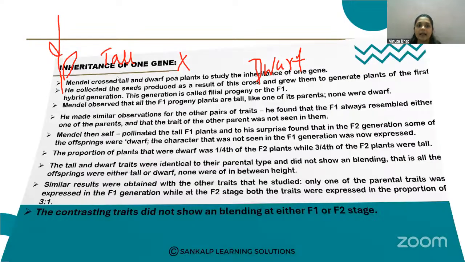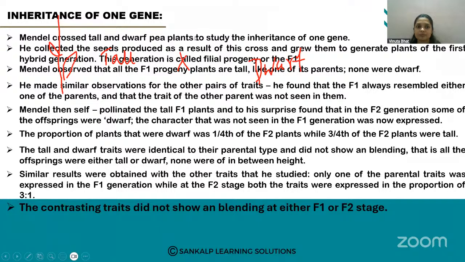He collected the seeds produced as a result of this cross and grew them and generated the plants of the first hybrid generation, and this is called the filial one progeny or F1 generation. When Mendel crossed the tall pea plant and the dwarf pea plant, crossed means they are cross pollinated and produce seeds, and those seeds are grown. When those seeds are grown again, the plants that are produced, that is called the F1 generation.